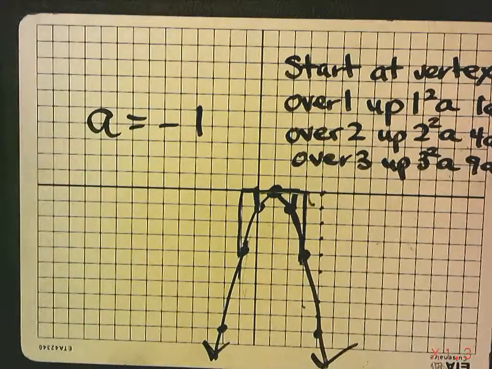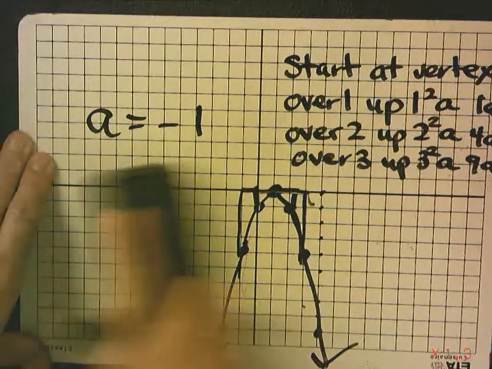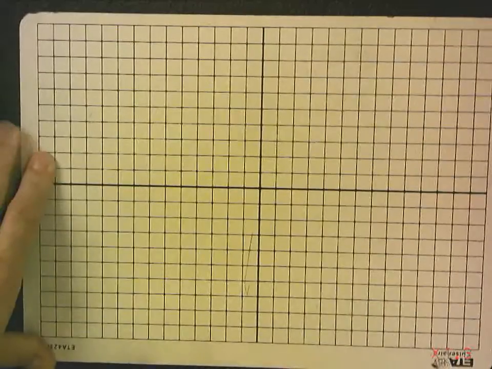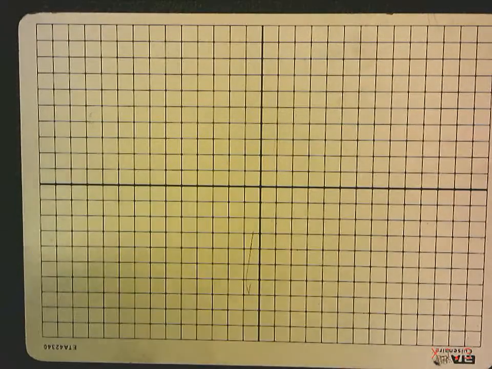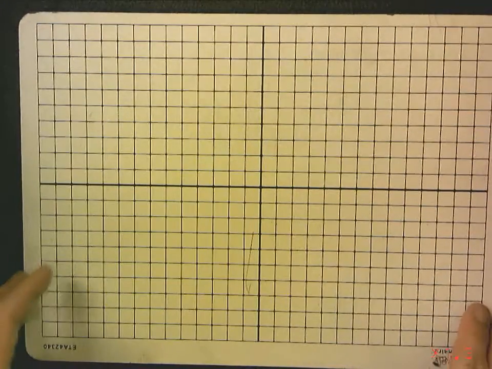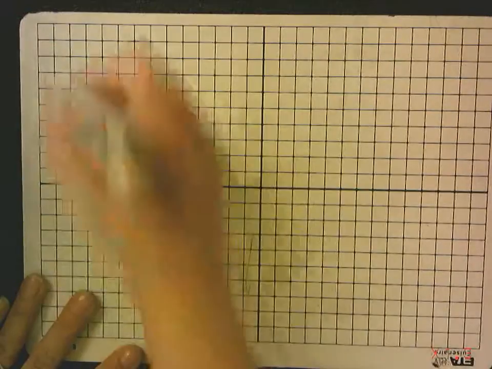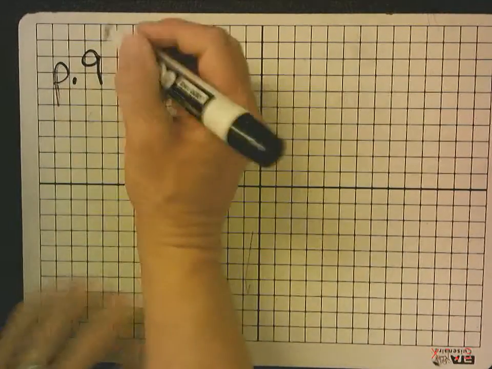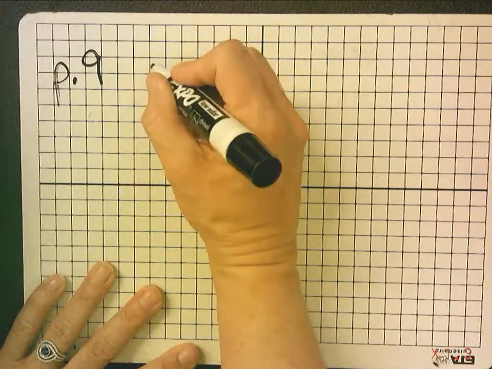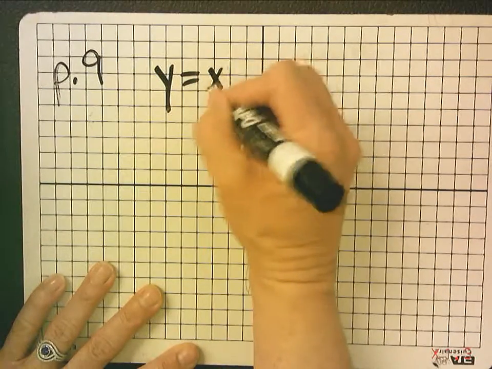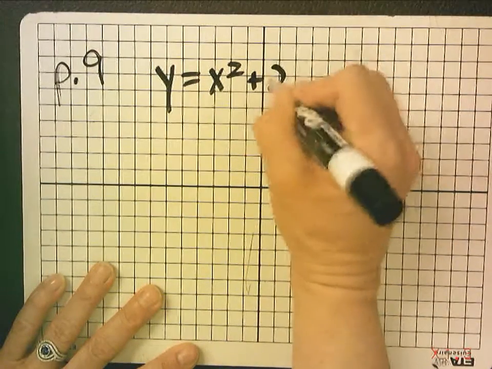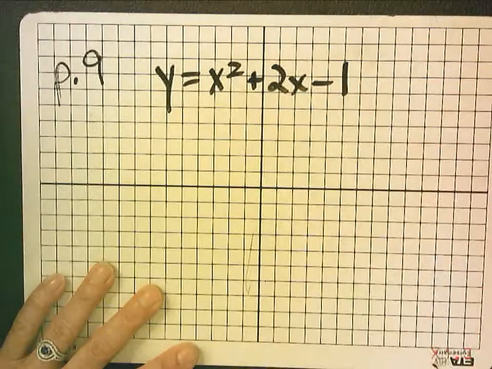Okay, so at the beginning I want you both to use the chart method and the shortcut counting method. But for both of these, you always have to find the axis of symmetry and the vertex first. So now I want everybody to turn to page 9. I did this kind of backwards, but turn to page 9. And page 9 has y equals x squared plus 2x minus 1.